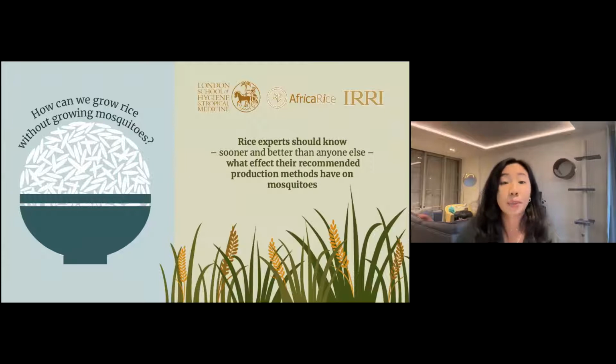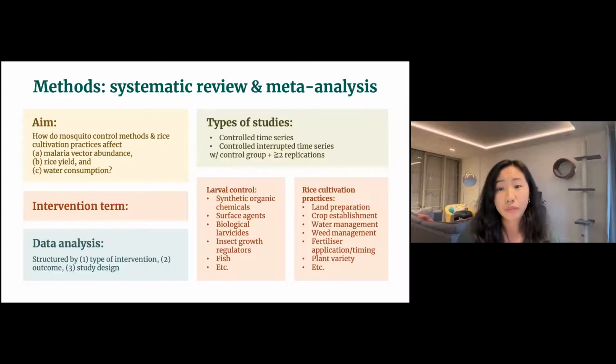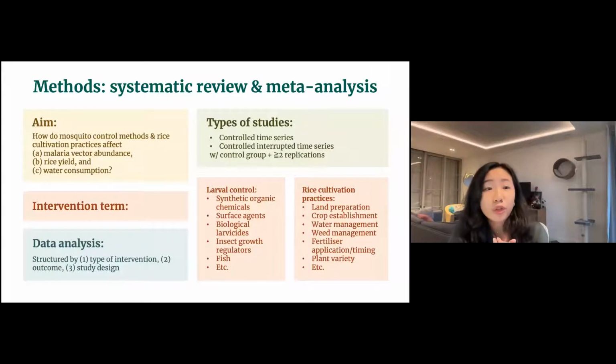They can collaborate with entomologists such as myself and measure mosquito abundance alongside rice yield, weed production, water use, and soil properties. This thinking was actually built with the rice-malaria relationship in sub-Saharan Africa in mind, but it can be applied to Asia too. So here is a brief overview of how I conducted the systematic review.